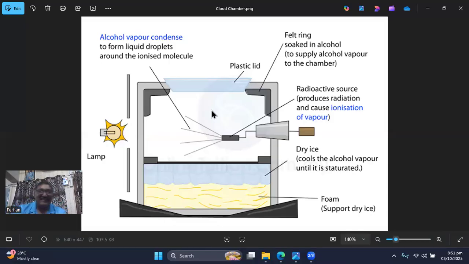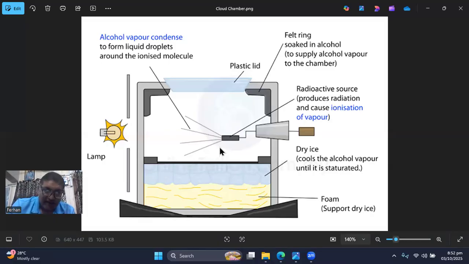Try to understand this again. This is the box. Here we have that foam, the white packing material or insulator. Then we have dry ice. It's like ice, but its temperature remains cold for a very long time. Then here we have put something which makes the bottom, the floor, black. Here is the source of the radiation. Here we have put something which is dipped in alcohol.